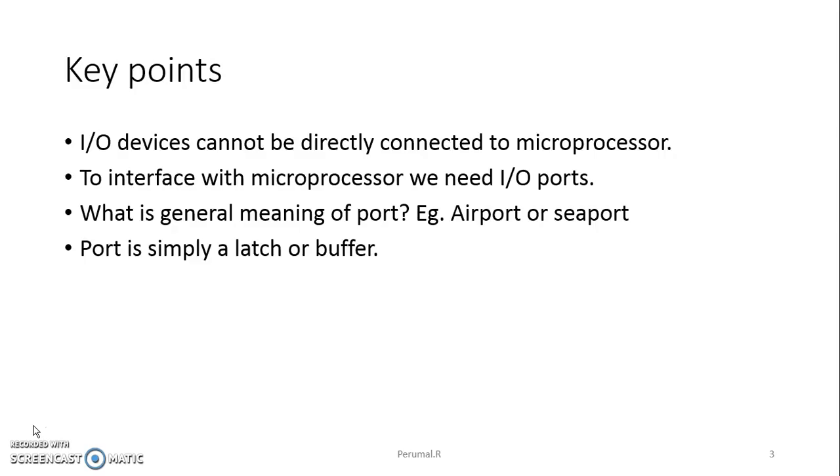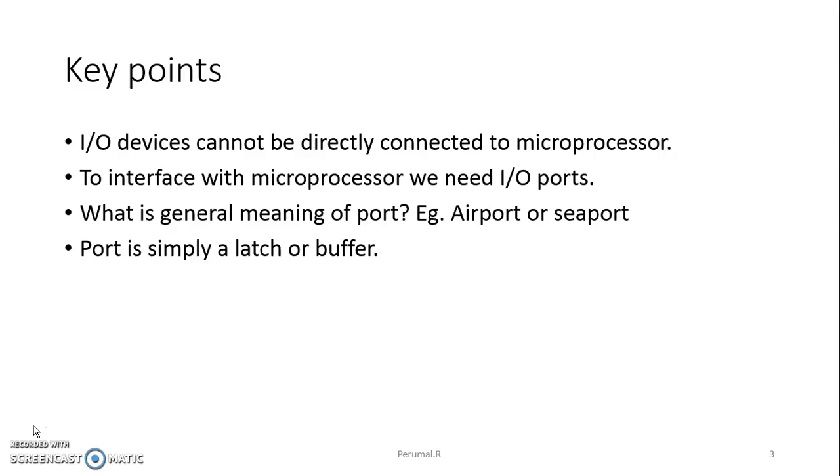Know that the microprocessor will be operating at high frequency and your I/O devices will be operating at a low frequency. To connect this high frequency microprocessor and low frequency I/O devices, there is a junction or a medium. It is called a port. To interface this, we need I/O ports. That is generally called ports.